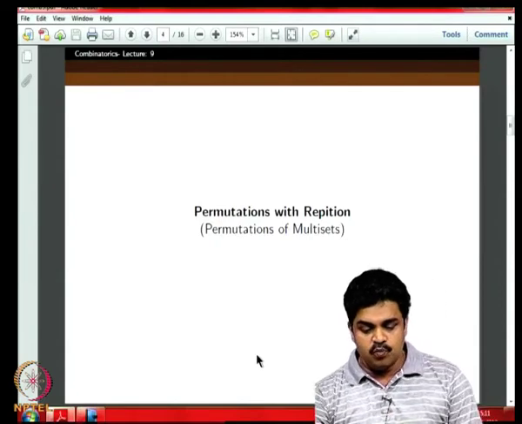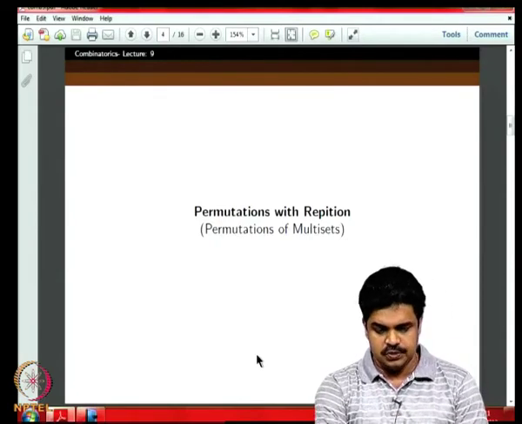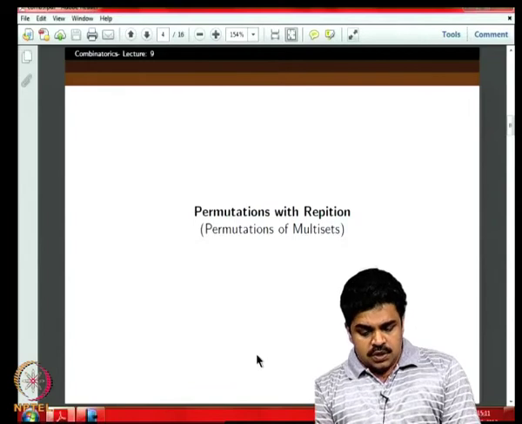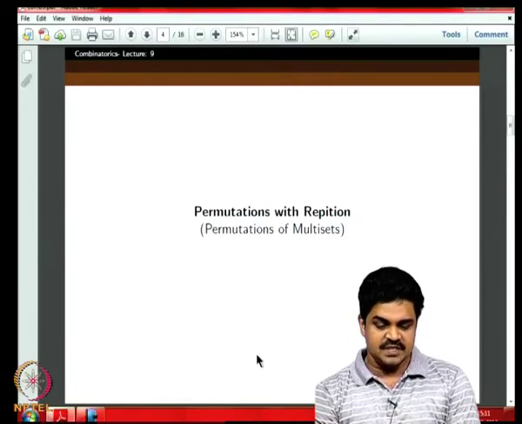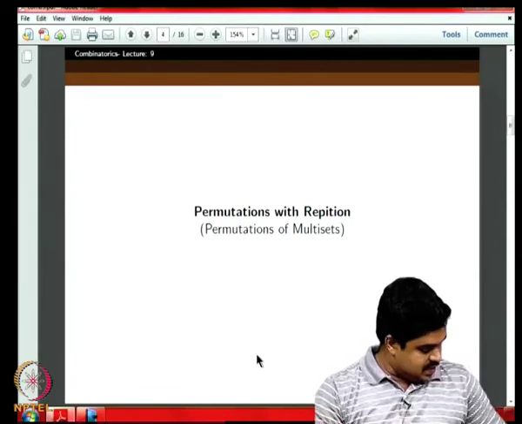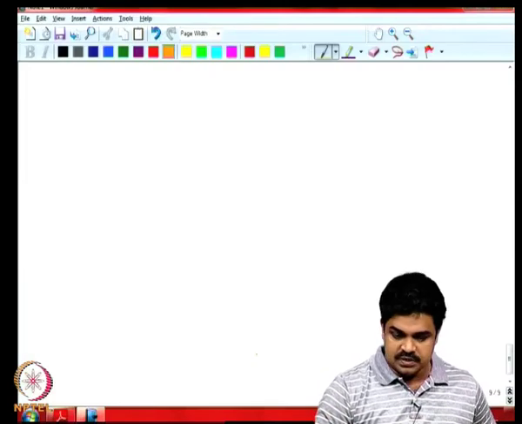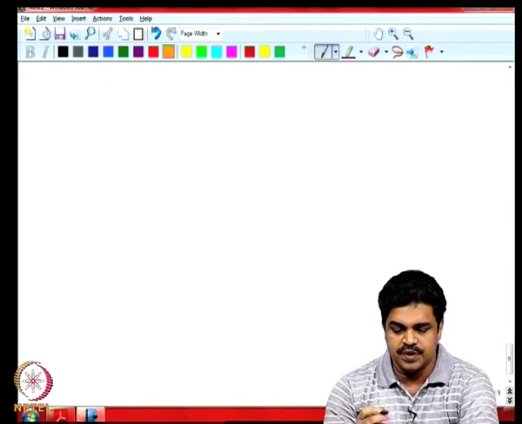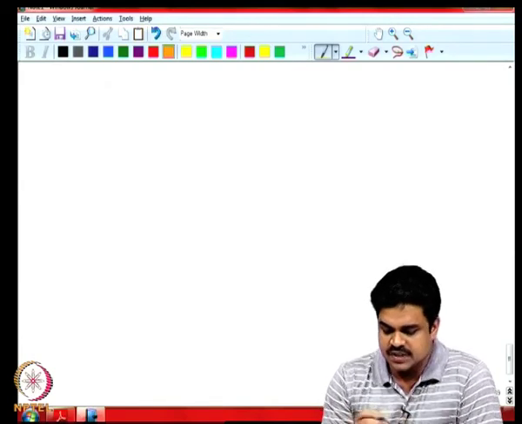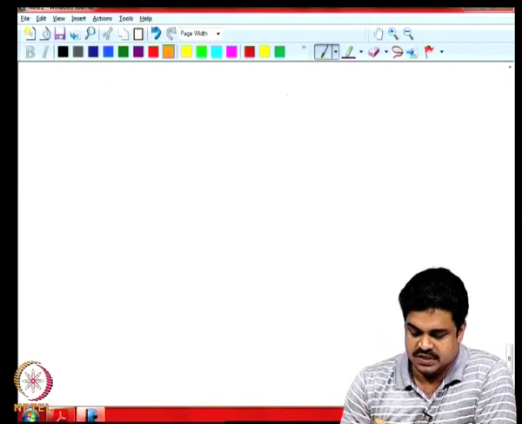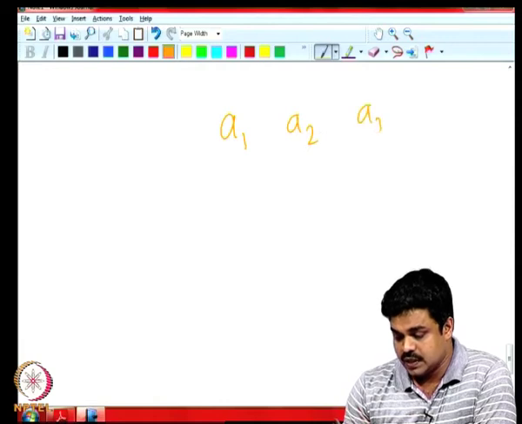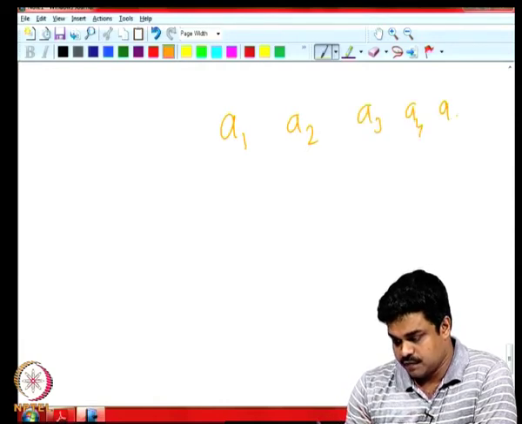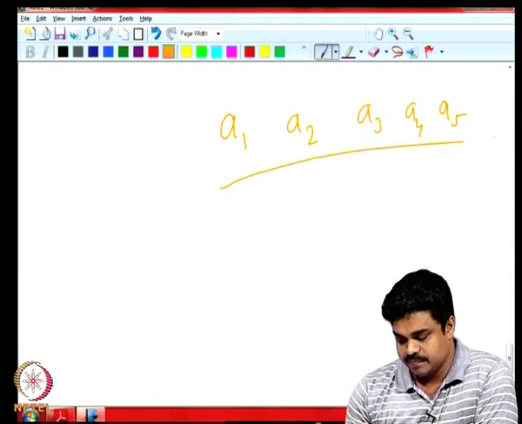Now I will move on to a new topic, permutations with repetition. In other words, we will say permutations of multisets, that will be better illustrating. We have seen what a permutation is. For instance, say there are these objects A1, A2, A3, A4, A5. In how many ways can you permute them?